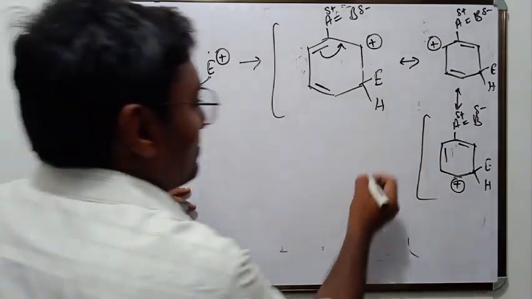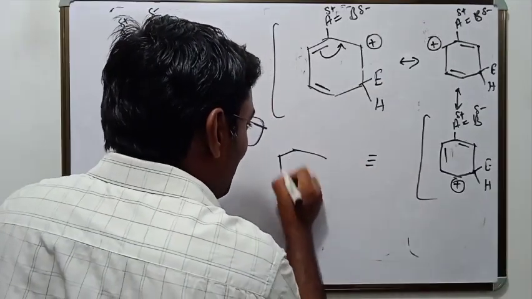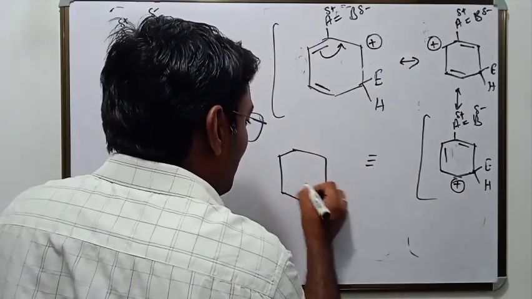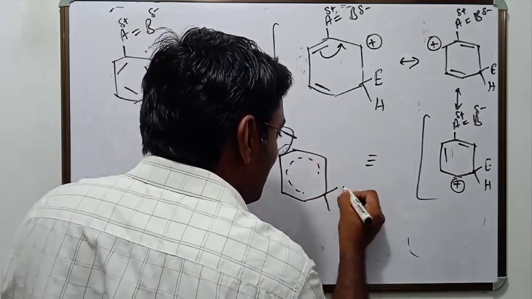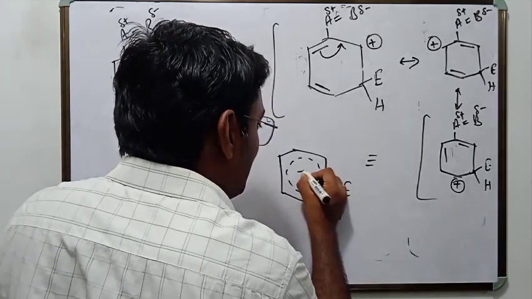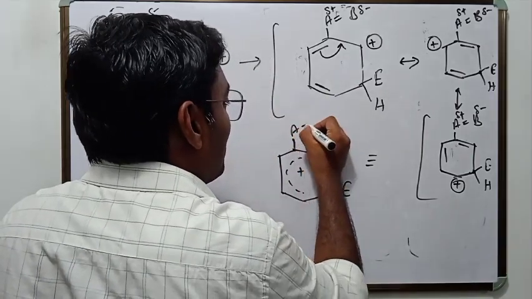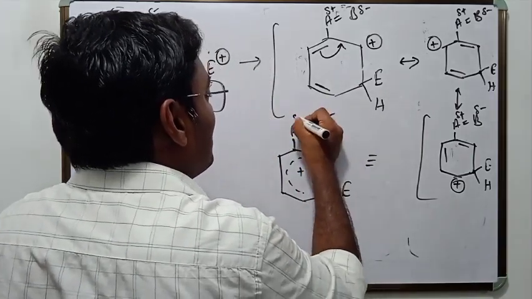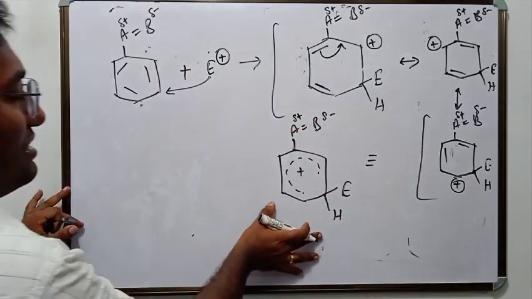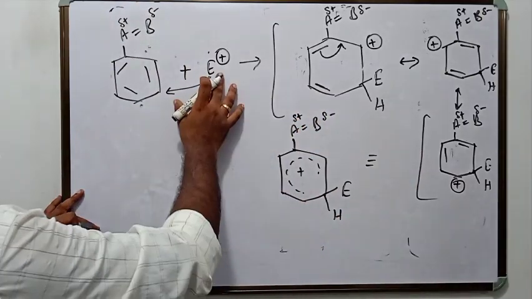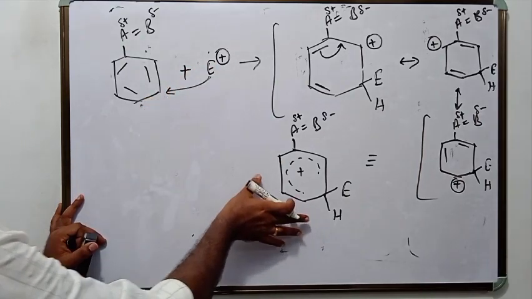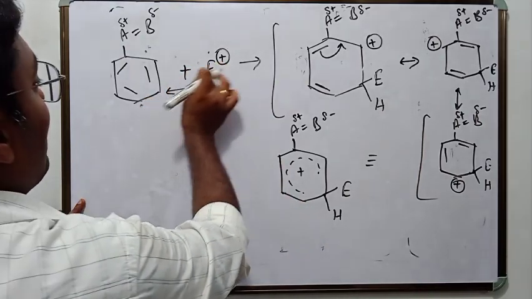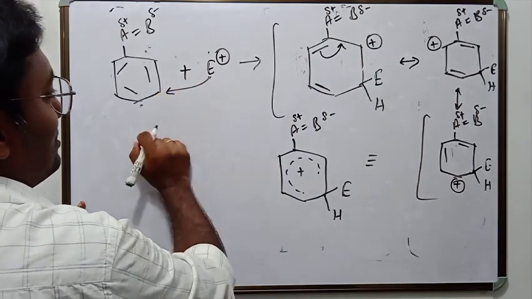Let me draw the resonance hybrid also. So everywhere except this position, that is meta position, positive sign. Please put the charges here. Yes, this is the resonance hybrid structure when attack occurs at meta position. Resonance hybrid structure of the carbocation when attack occurs at meta position, right? Now that is not the main thing.